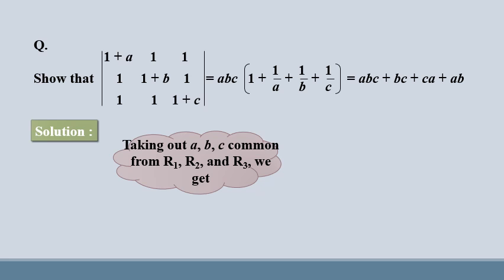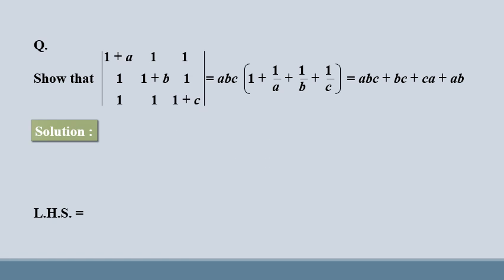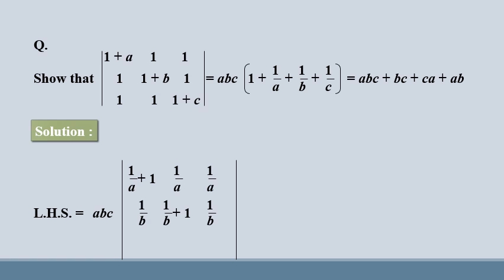So to do this, first we take out a, b, c common from R1, R2 and R3. So a, b, c is common. So we get 1 by a plus 1, 1 by a, 1 by a. Next in the second row we are taking out b common. We get 1 by b, 1 by b plus 1, 1 by b. And in the third row we get 1 by c, 1 by c, 1 by c plus 1.